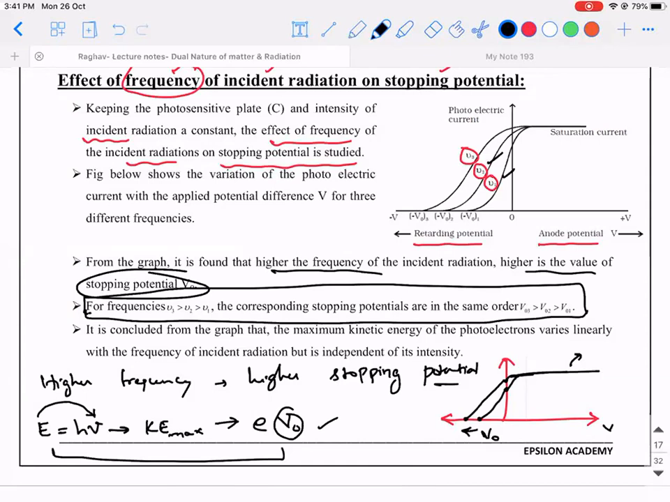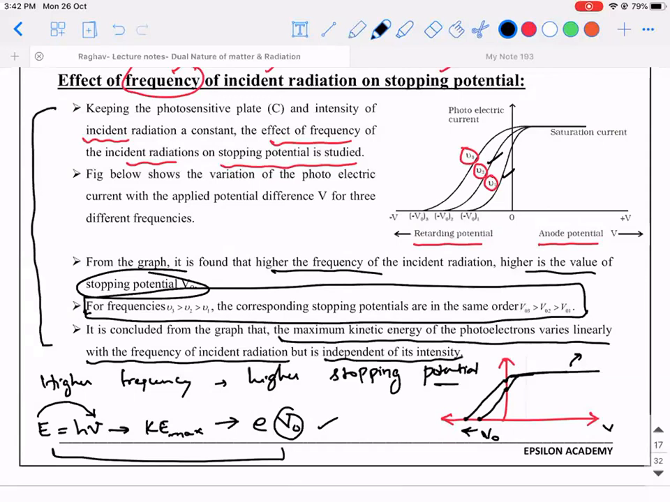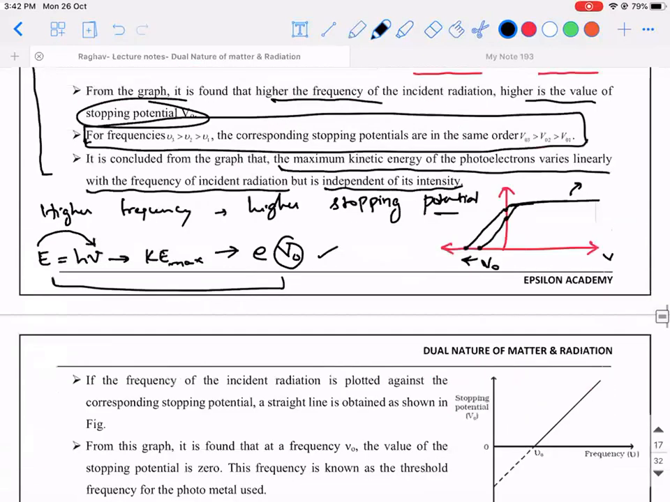And one important point that comes is, it is concluded from the graph that the maximum kinetic energy of the photoelectron varies linearly with frequency of incident radiation, but is independent of its intensity. How much ever is the intensity of the light that is going to fall on the surface, the maximum kinetic energy is decided only by the frequency of the incident radiation. Is there any doubt? No. Okay.